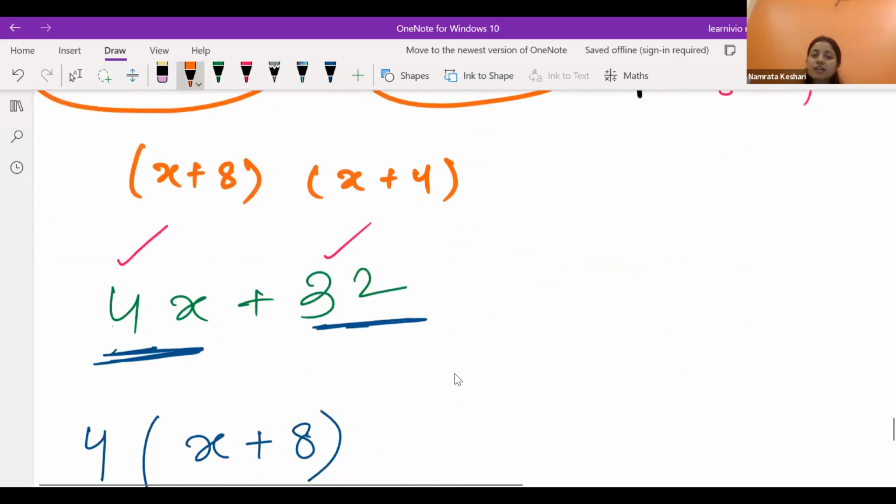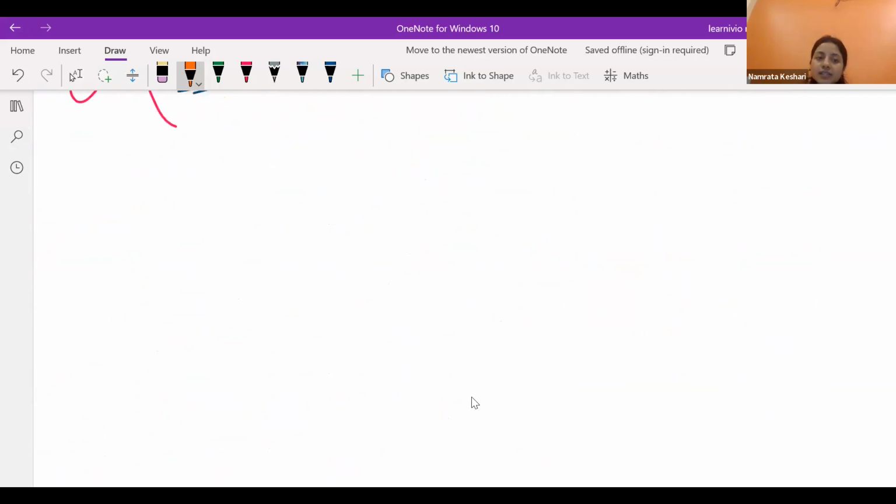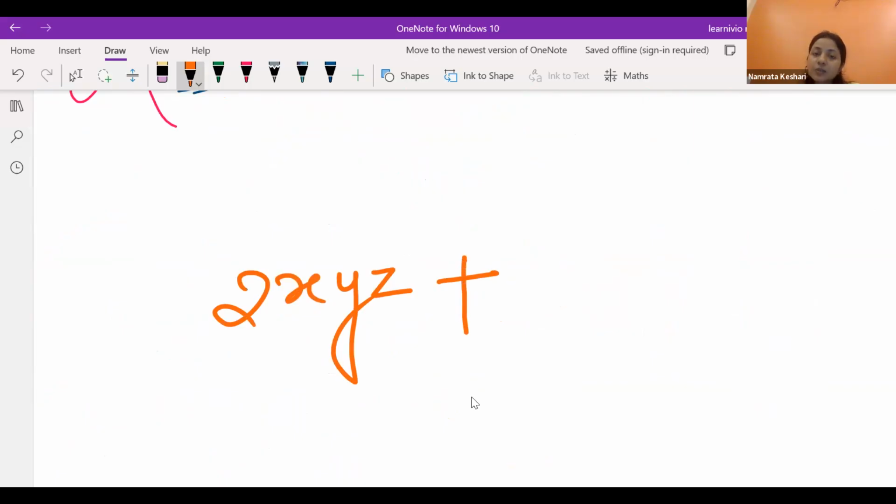In mathematics, if we are having x, we will call it one term. If we are having 2x, one term. If we are having 2xy, one term. If we are having 2xyz, one term. If we are having 2xyz plus 20, now we are having two terms. Multiplication means the factors are just attached with each other.